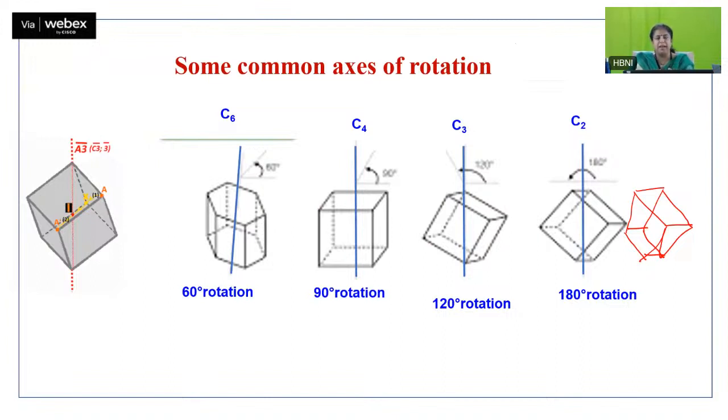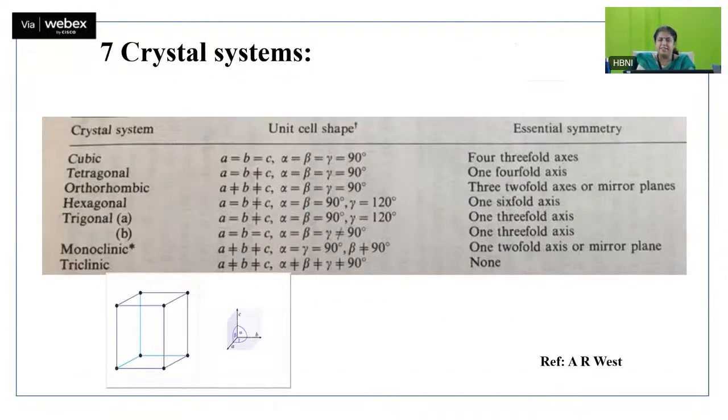If I hold my cube in such a way that I'm holding one of the edges, then the line passing through the edge is the C2 axis of rotation. Okay, now what are the 7 crystal systems that we talk about?